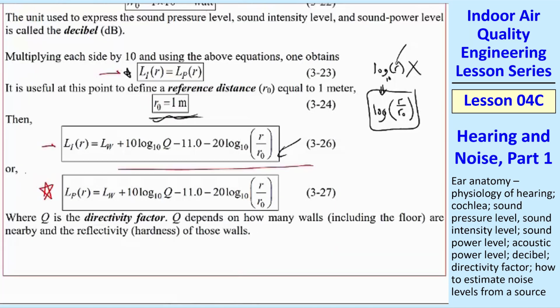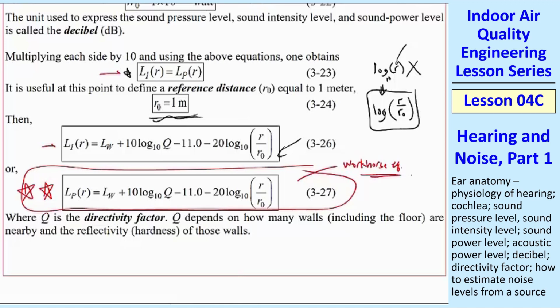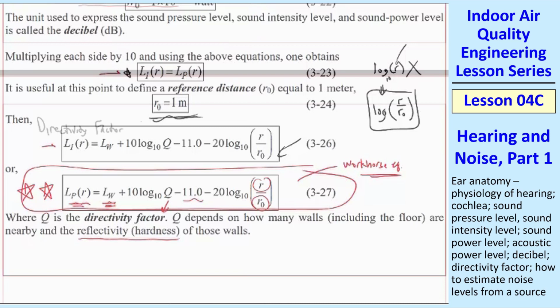I'll call this our workhorse equation. That's the one that we use for all our calculations. We've already defined the radius, and R naught is 1 meter just to make it non-dimensional. This is a relationship between the sound power level and the sound pressure level. We also have this Q. It's called the directivity factor. It depends on how many walls are nearby. It also depends on the hardness of those walls.